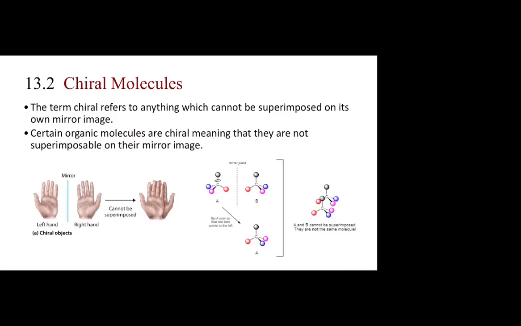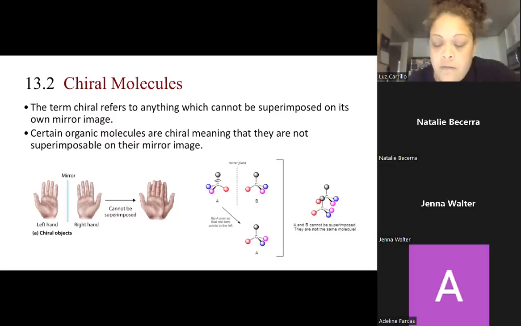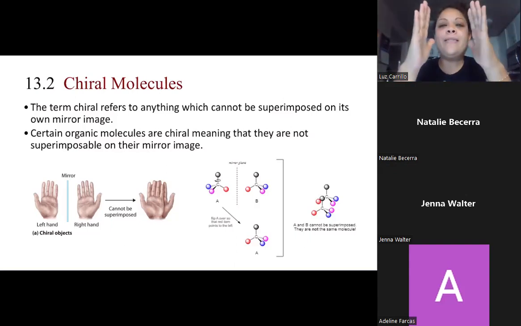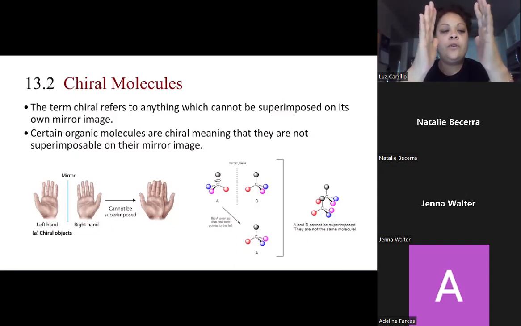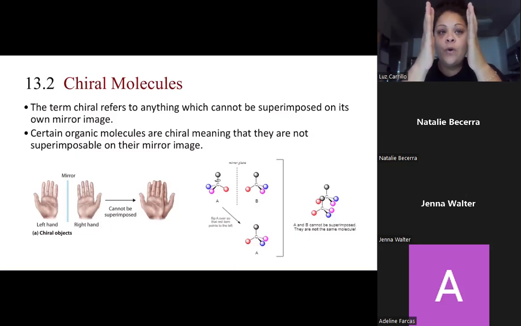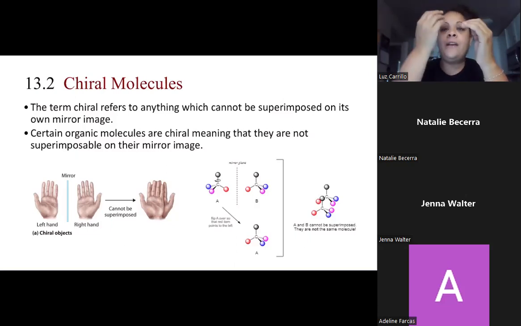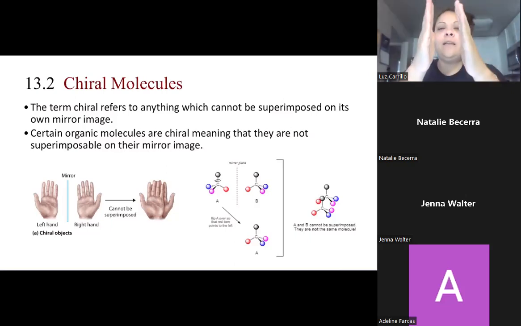For example, we even have chiral objects around us. I'm just going to turn on my camera. We have our hands, and if we think about it, our hands are mirror images of each other. You see that the thumbs are reflecting each other, our index fingers, our middle fingers, our ring fingers, our pinkies are reflecting each other. These two hands are chiral. That's why we have a right and a left side in our bodies.